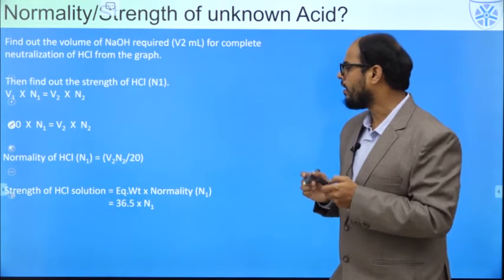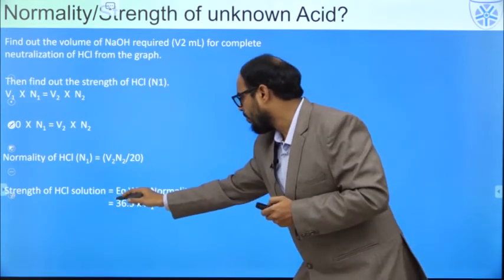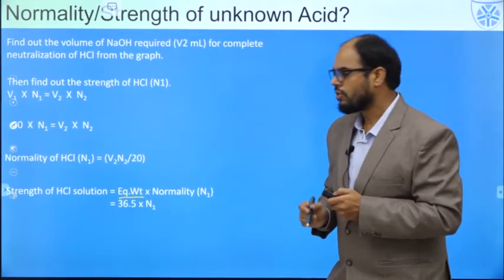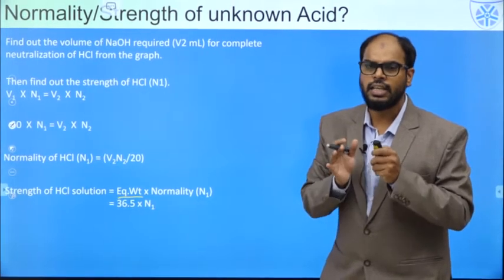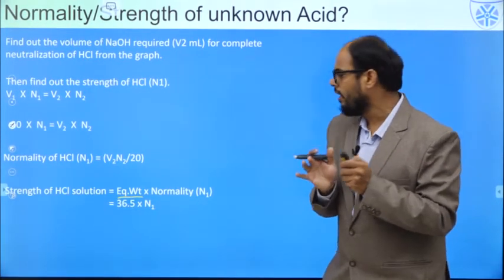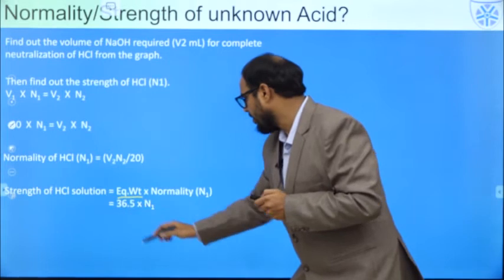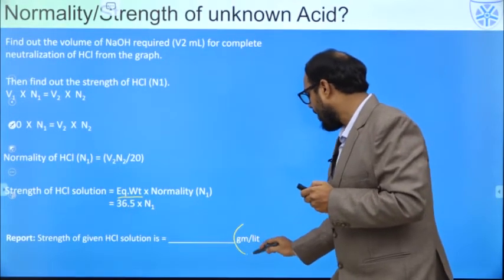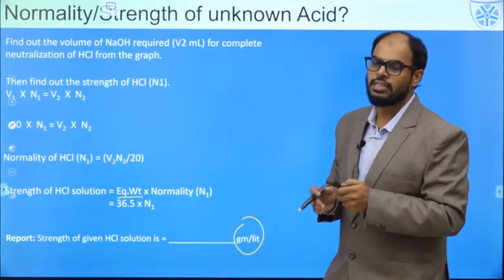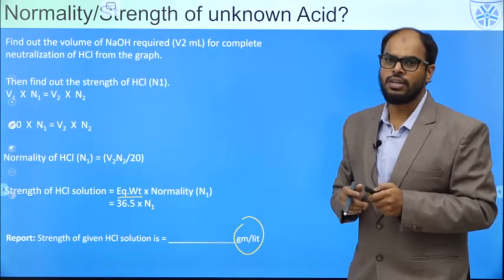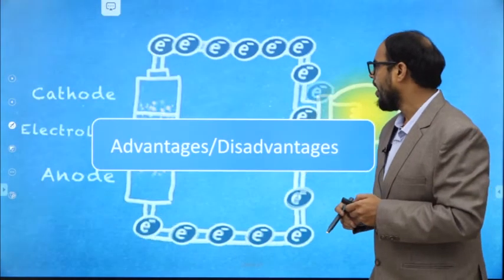Once we have calculated the normality, we just have to multiply with the equivalent weight. Since it is an HCl solution, the equivalent weight is 36.5. This will give the value in gram per liter. In this way we can find out the concentration or the normality of the unknown acid.